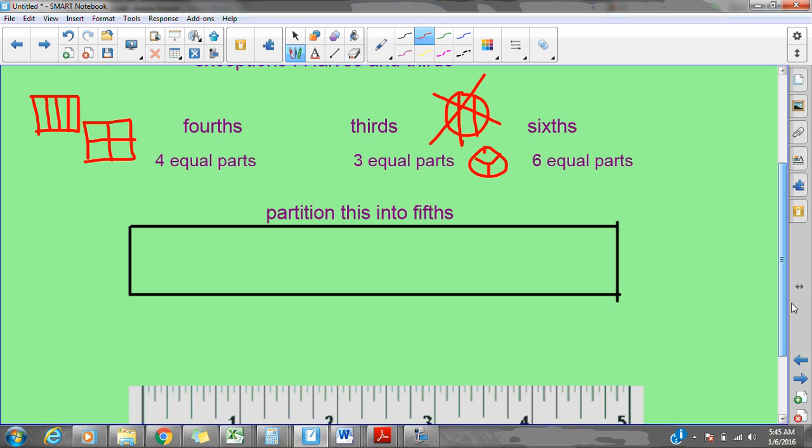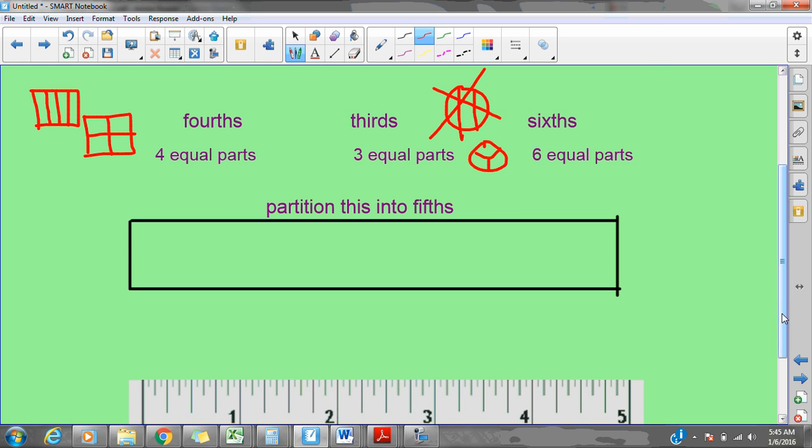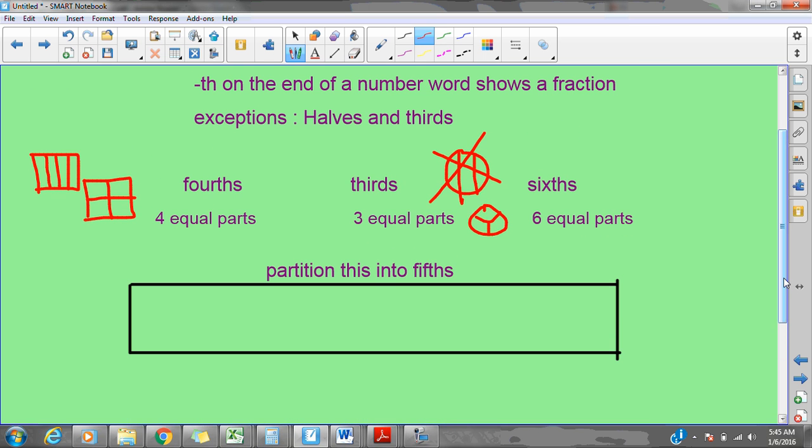So right now, before we end our video, you're going to be asked to take a strip of paper and partition it into many different parts, the fourths, the thirds, the sixths. And so I'm going to show you an example here with fifths. So here I have a strip, and what I'm being asked to do is partition this into fifths. Fifths tell me how many. That's 5, and TH lets me know that this one thing is into 5 strips.